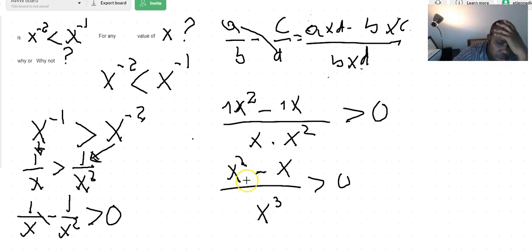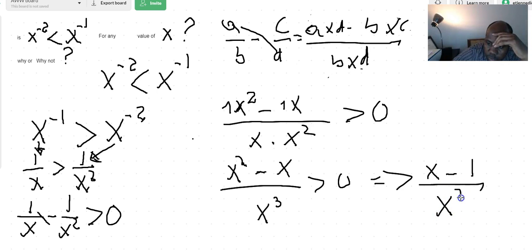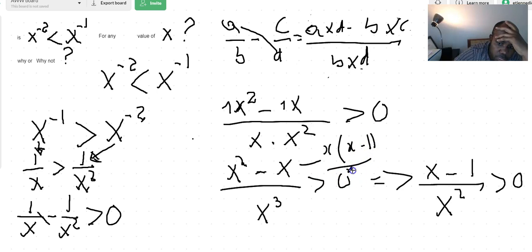So I can try to simplify by x. The simplification will give me what? Simplifying by the x factor, I'm going to have x minus 1 over x squared. Is this expression always greater than 0? Understand what I did here: I just put x in factor, so the numerator is x times x minus 1, over x times x squared. That's why I simplified by x, and I end up with x minus 1 over x squared.